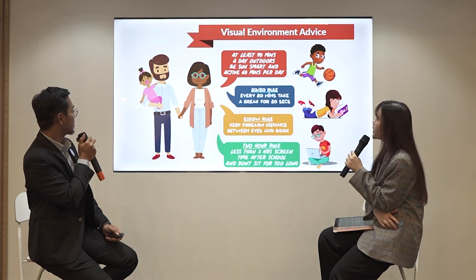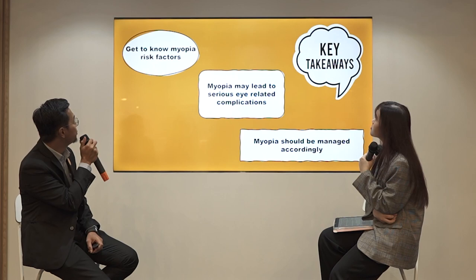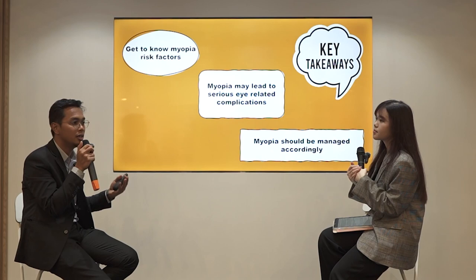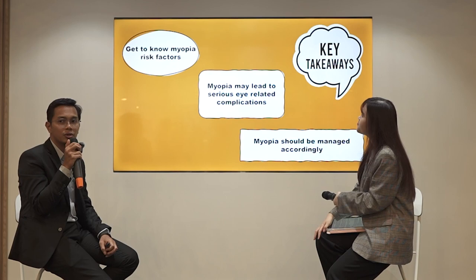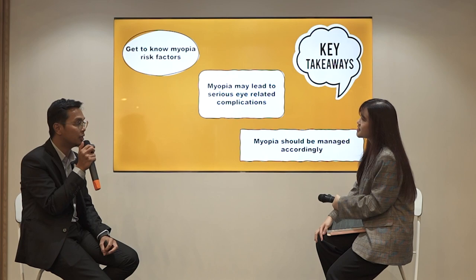Okay, some key takeaways. Make sure you get to know your risk. If you and your wife both are wearing spectacles, you have to be more careful and monitor your kids more, because your kids have a higher risk if they do a lot of near work. If you expose them to screens, make sure you monitor their screen time, not more than 2 hours per day.